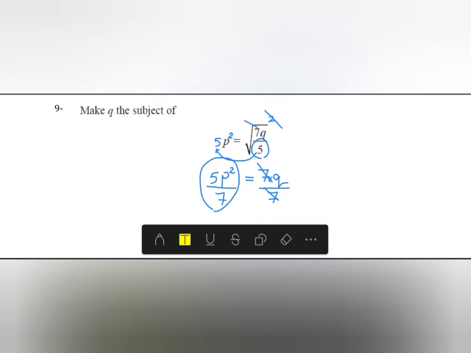Before we move on, as I told you, the root is covering the whole fraction. In this situation, you have to get rid of the root first. But if the root is only covering the numerator, you can take the denominator to the other side by multiplying. This is very important. You have to focus on this. Now let's move on to the next question.